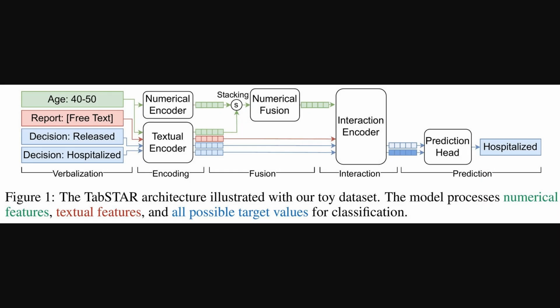Alright, so this first figure gives us a nice visual of the TabSTAR architecture using a toy dataset. We see how it starts with verbalization, which means it converts all inputs, like age 40 to 50, free text from a report, and even potential decisions like released or hospitalized into a text format. Then, these are fed into separate numerical and textual encoders. The outputs are then fused together, passed through an interaction encoder, which is a type of transformer, and finally, to a prediction head to make the decision, such as hospitalized.